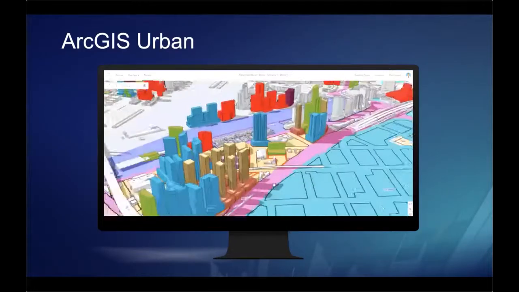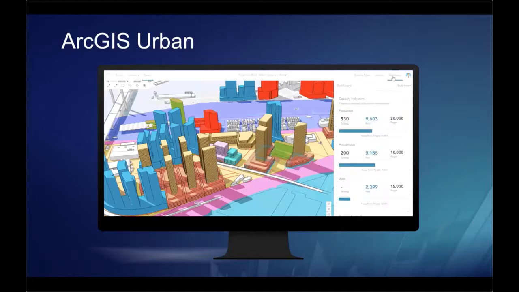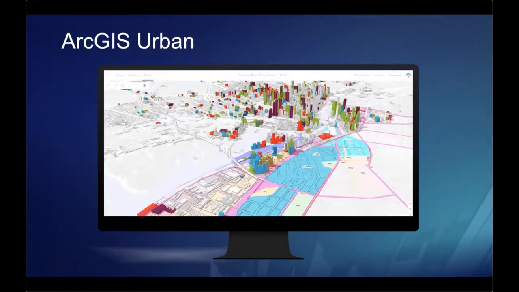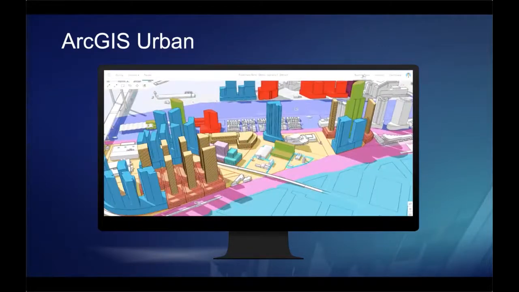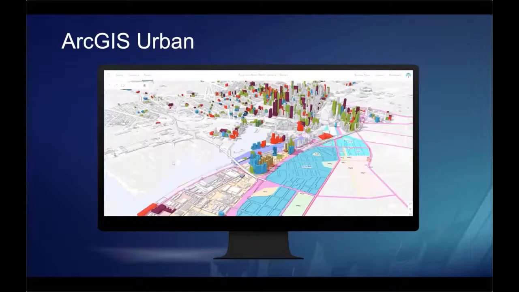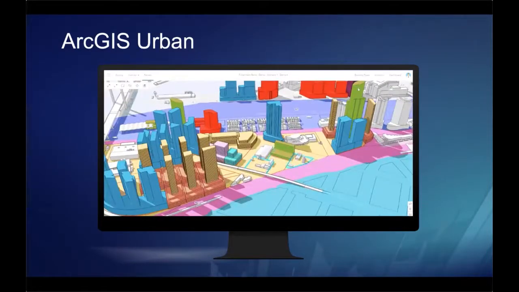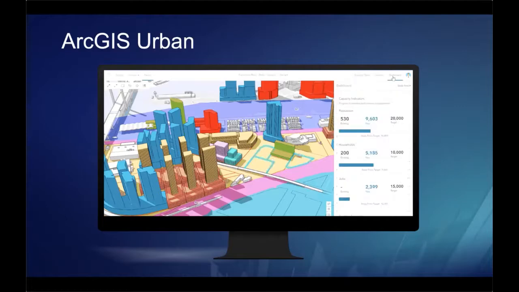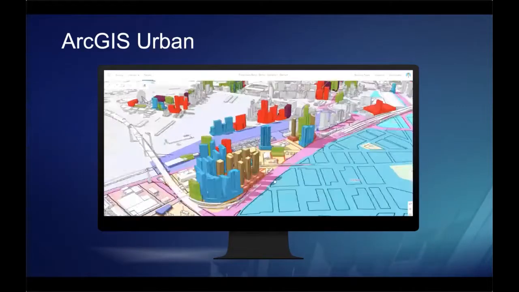ArcGIS Urban is an immersive 3D experience designed to improve urban planning and decision-making. You can visualize projects in local context and leverage location intelligence to drive better decisions, be more proactive and less reactive in your planning process, and simplify project collaboration across internal agencies and public stakeholders.